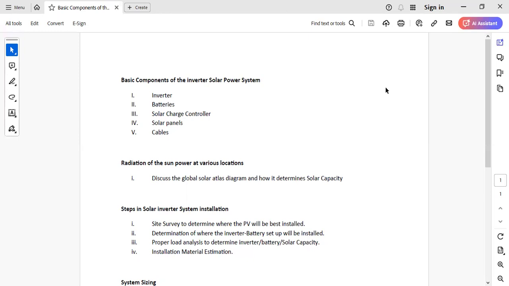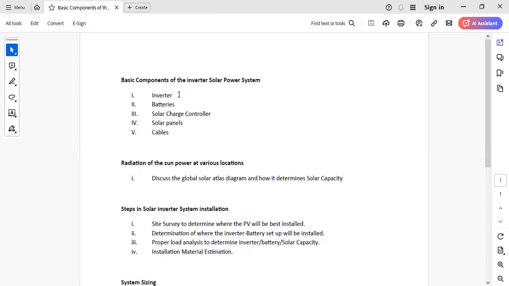Basically, we were talking about the basic components of the inverter solar system. We talked about the inverter. Somebody defined it as what converts direct current to alternating current. I then added: why do we have to convert? Because our photovoltaic cells, our solar panels, generate power in the form of DC, and our storage devices store current in the form of DC. This DC is not useful to our gadgets because they are driven by alternating current. So the inverter converts it from direct current to alternating current.